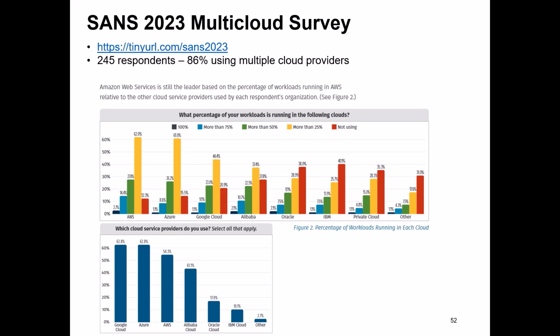The SANS 2023 survey also looked at what percentage of workloads were running in the cloud and which cloud service providers people used. Out of 245 respondents, 86% were using multiple cloud providers, and AWS, as with the other surveys, was still the leader in terms of the percentage of workloads running in the cloud.